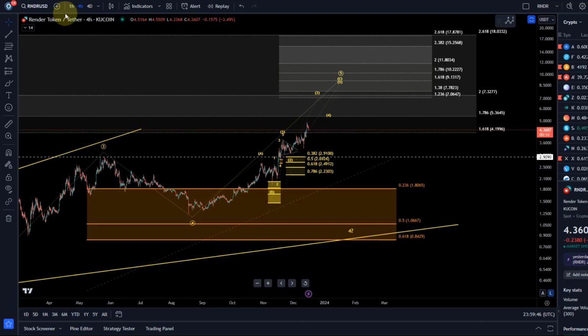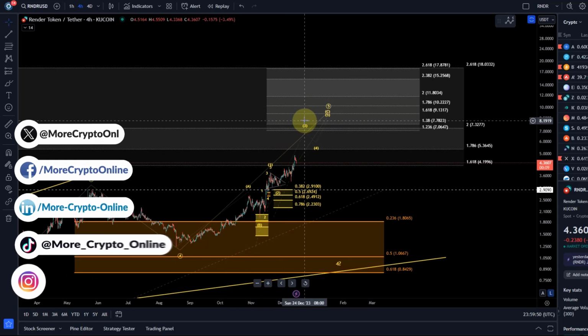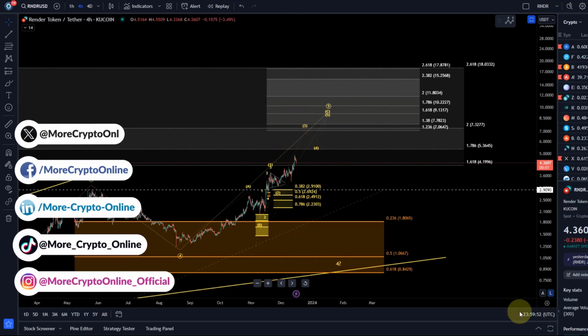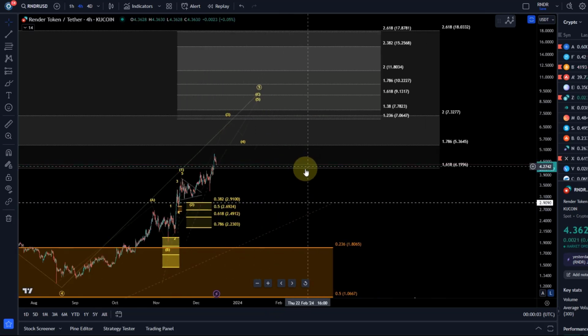Hello and welcome to another update video about Render. Render is still trending higher here around the daily candle close. I wasn't quite sure in the last video if my wave count was correct. It seems to be correct, but I'm still not sure.